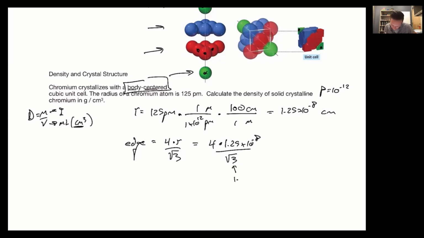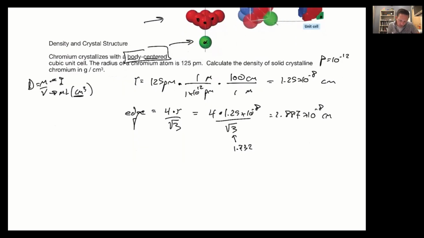The square root of 3 is 1.732. So you take 1.25 times 10 to the minus 8, divide by the square root of 3, times 4. Now we got the edge is 2.887 times 10 to the minus 8 centimeters.